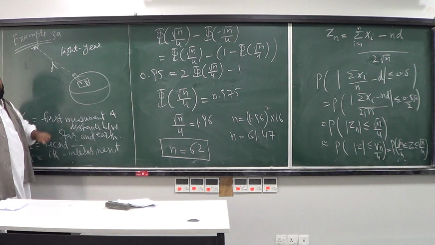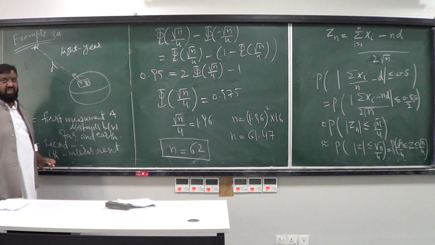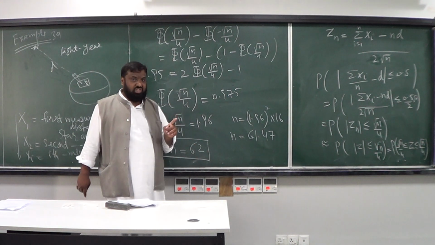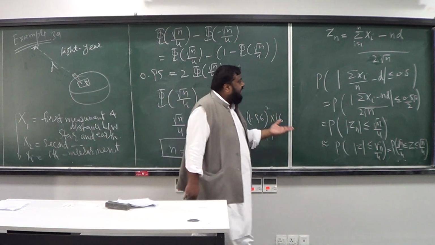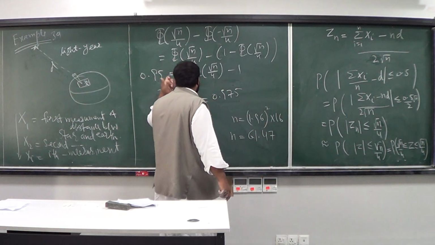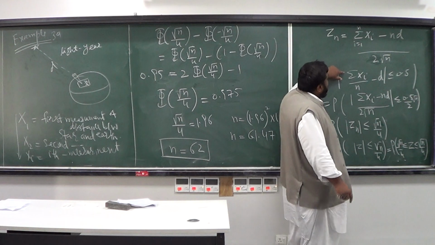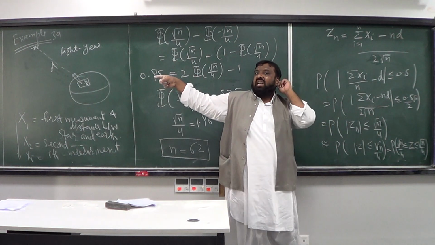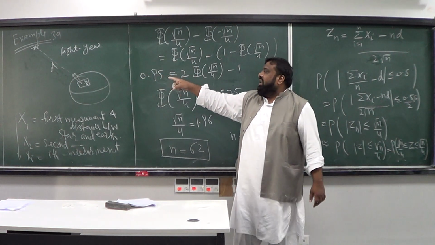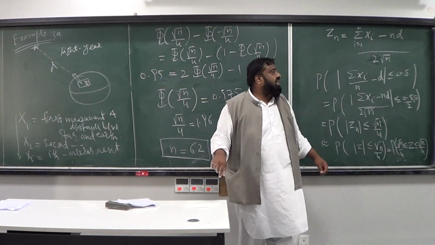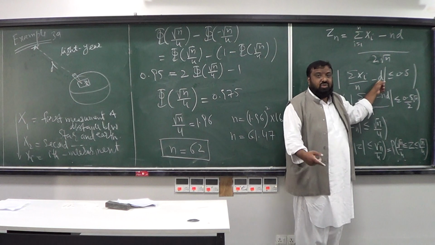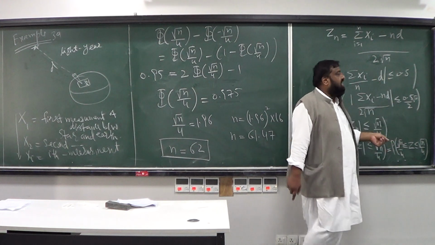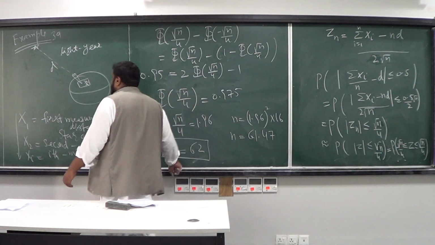So what is this conclusion telling us? That this astronomer must make at least 62 observations to say with 95% confidence, with 95% probability, that the average observed distance between a star and the planet is not different from the actual distance by more than 0.5, if the number of observations made is 62.